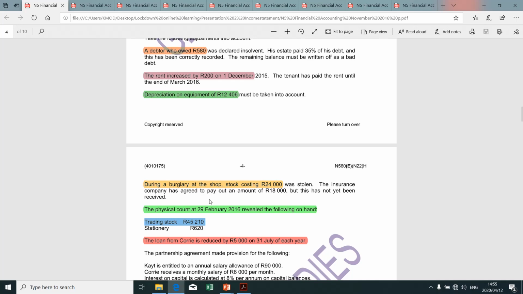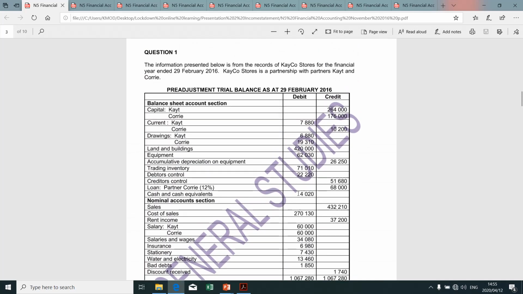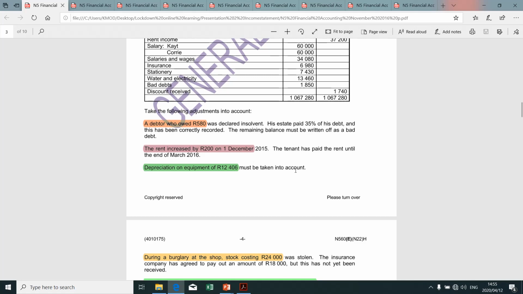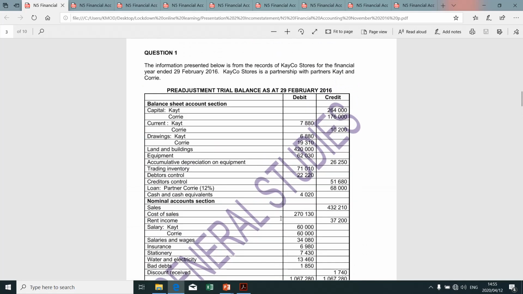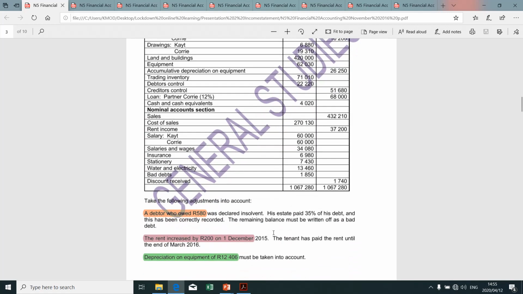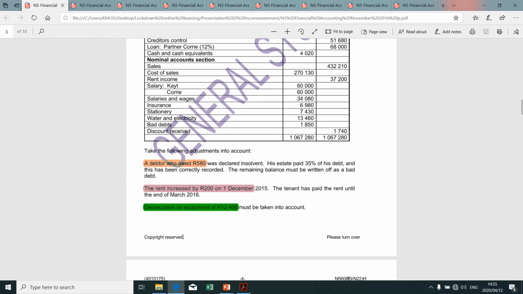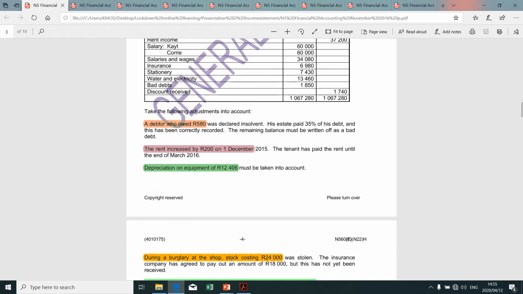So we're going to work under the assumption that the burglary, which related to stock costing 24,000, has not been taken into account in that trading stock balance. So before we even look at the value of the physical stock count, we're going to take that 24,000 and we're going to deduct it from that value to reflect the value that was lost due to the burglary.